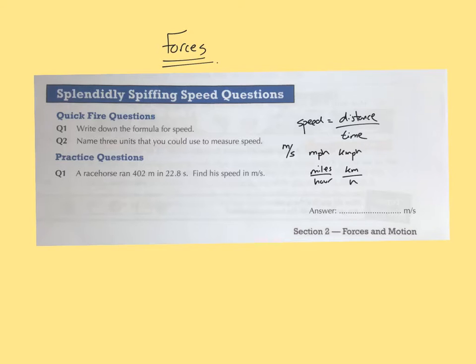Question 1 of the practice questions. A racehorse ran 402 meters in 22.8 seconds. Find the speed. So speed is distance over time. 402 meters divided by 22.8 seconds. Use a calculator, and that gives us 17.6315 etc. meters per second. So they've gone to what we call 3 significant figures here, so we'll do the same. 17.6 meters per second.